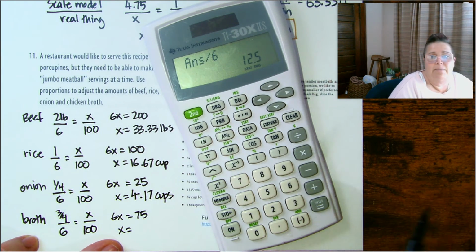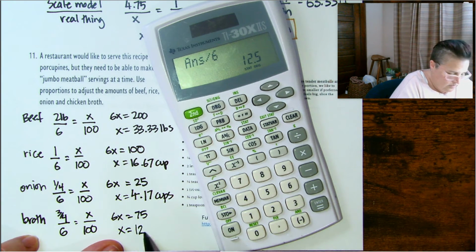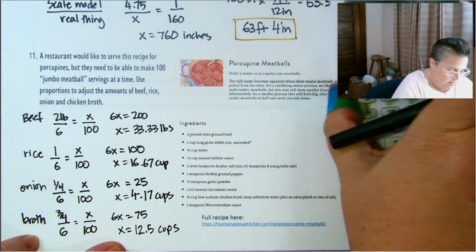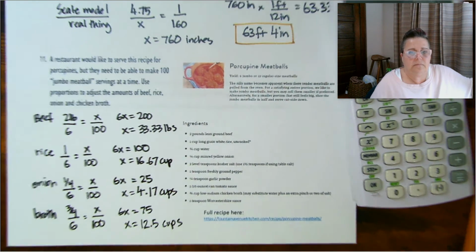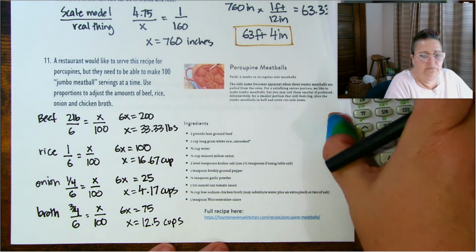So when I divide that by 6, we get 12.5 cups. All right. So I didn't have you do all 4 because they're all pretty much the same process. But I did want you to see that you do get quite different numbers based on what you started with. So, yeah, it's pretty nice.